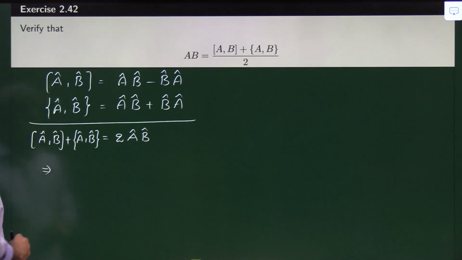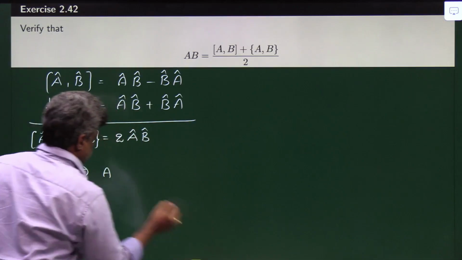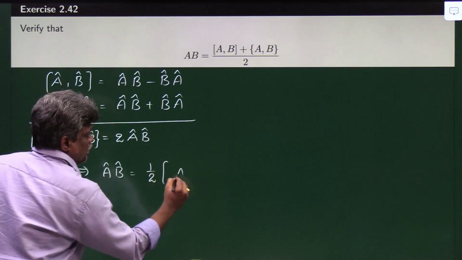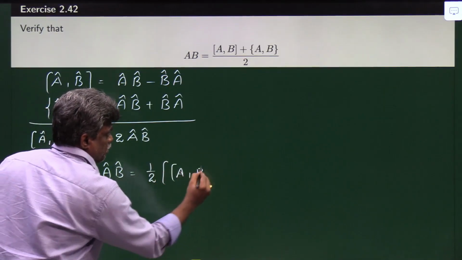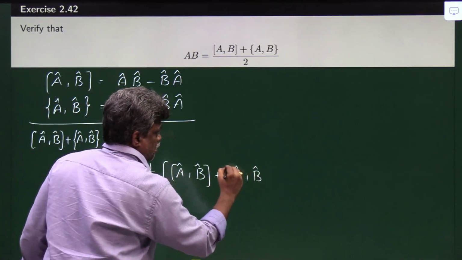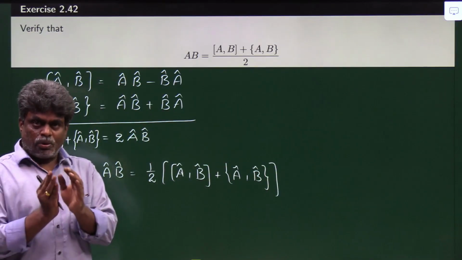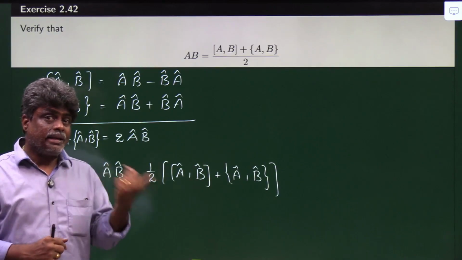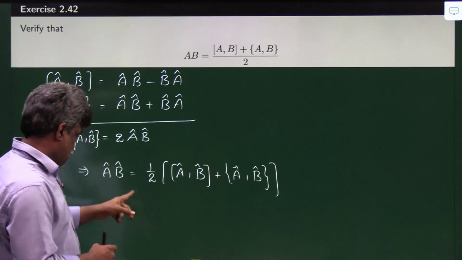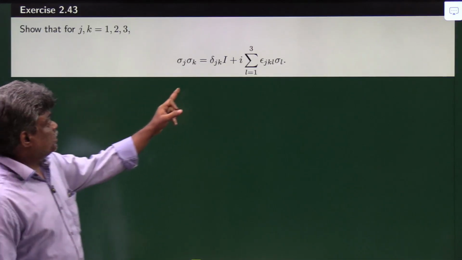So from this we can write the product AB equals 1 by 2 into the commutator of A and B plus the anti-commutator of A and B. That's it. Whenever we have the product of two operators, we can write it as a linear combination of the commutator and its corresponding anti-commutator, divided by 2. By using this relation, here is our next question.